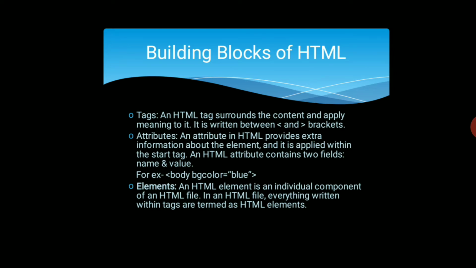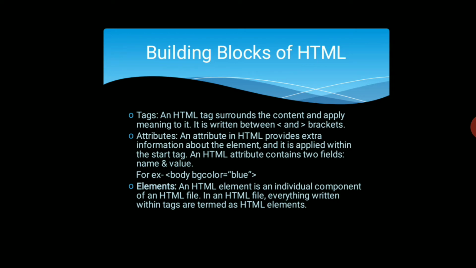Attributes. Attributes means the property of that tag. Suppose our school is a tag and the students, teachers are its attributes. Like for example here, body, BG color means background color equals blue. This blue is the value of BG color. And this BG color is the attribute, blue is the value, and this body is the tag.